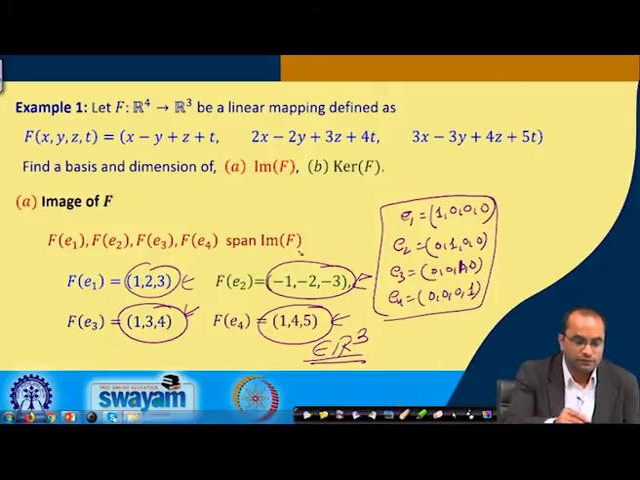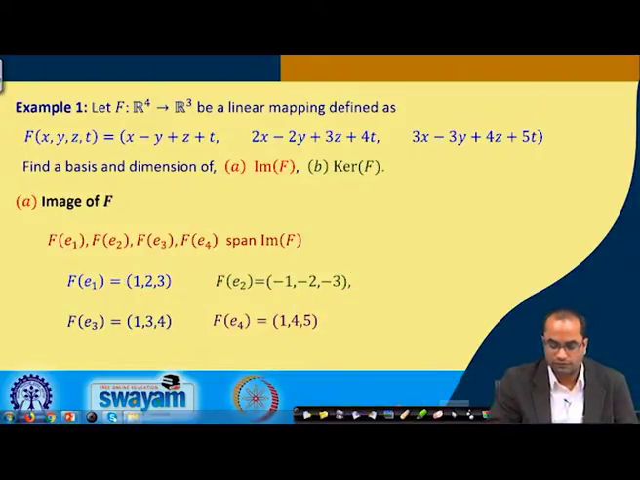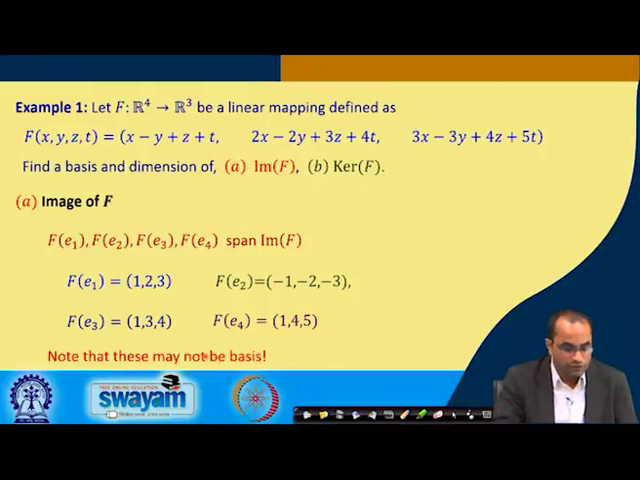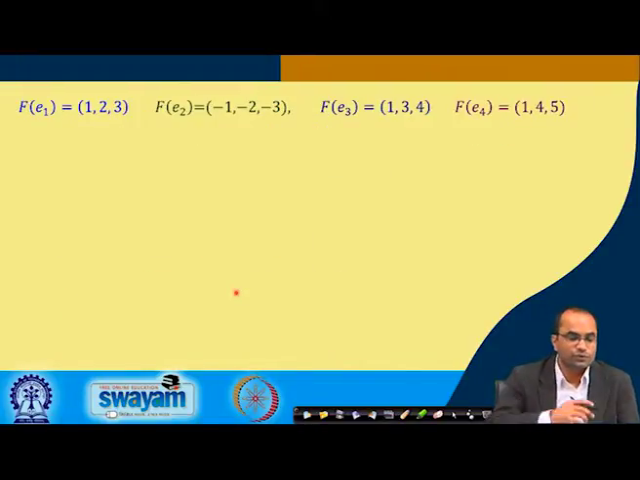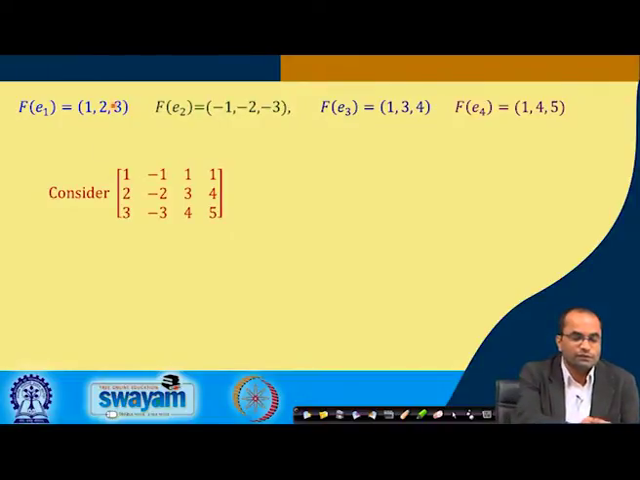So, here now let us do this. These may not be the basis. So, now we have to just find out how many of these vectors are linearly independent. To do so, we have these 4 vectors. The idea is we can put them in the columns, for instance 1, 2, 3, the second vector here -1, -2, 3, and 1, 3, 4, and then 1, 4, 5.